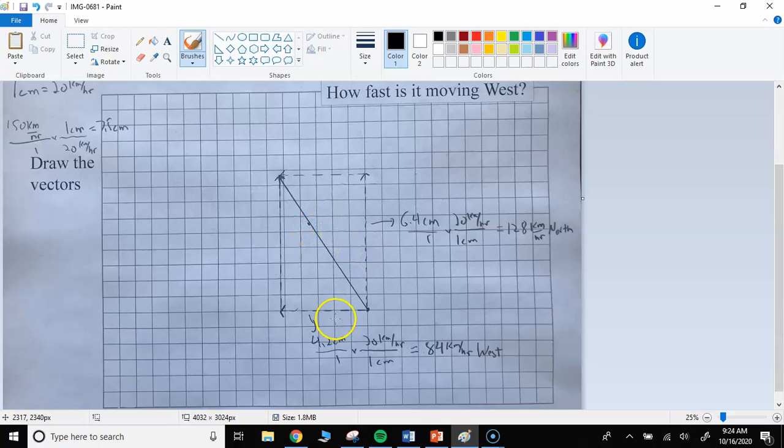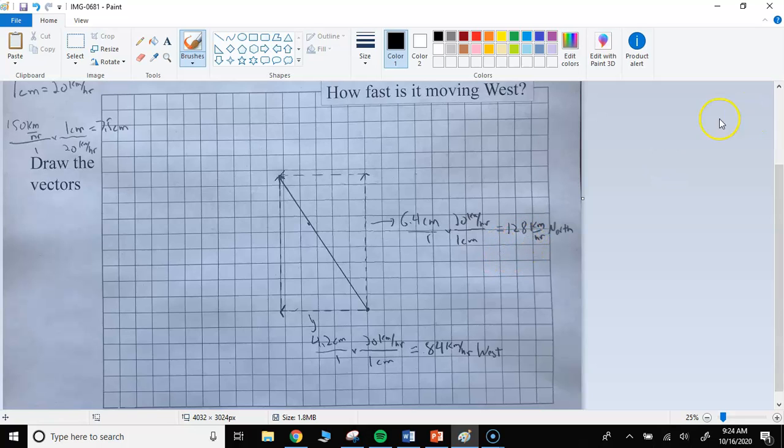So I measure the two sides. So this side was 4.2 centimeters. So again, using my scale of 1 centimeter equals 20 kilometers per hour, I get that the horizontal vector is 84 kilometers per hour west. And I measured this from this line here, and I get that my line is 6.4 centimeters. So put that over 1 and then use my scale, 20 kilometers per hour, and I get that my vertical line is 120 kilometers per hour north.